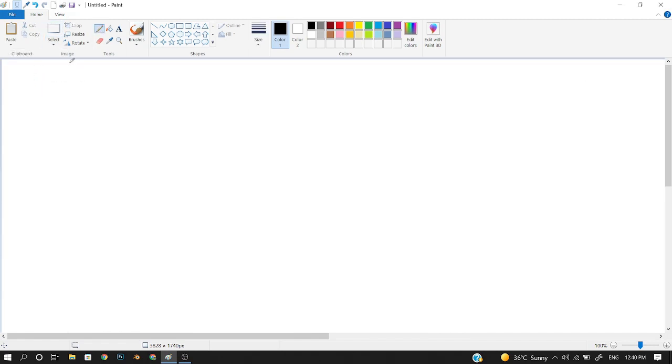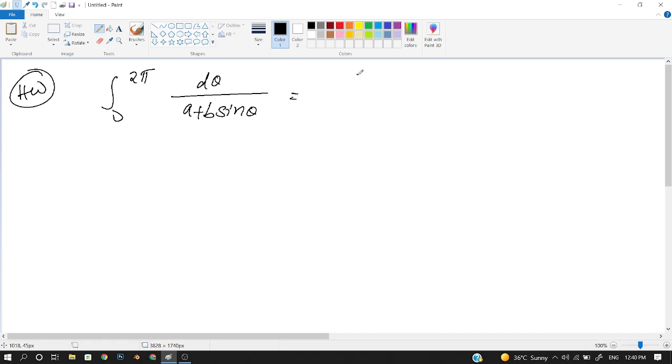Similarly, you can prove the integral from 0 to 2 pi d theta divided by a plus b sin theta equals 2 pi divided by square root of a square minus b square, where a greater than b greater than 0.